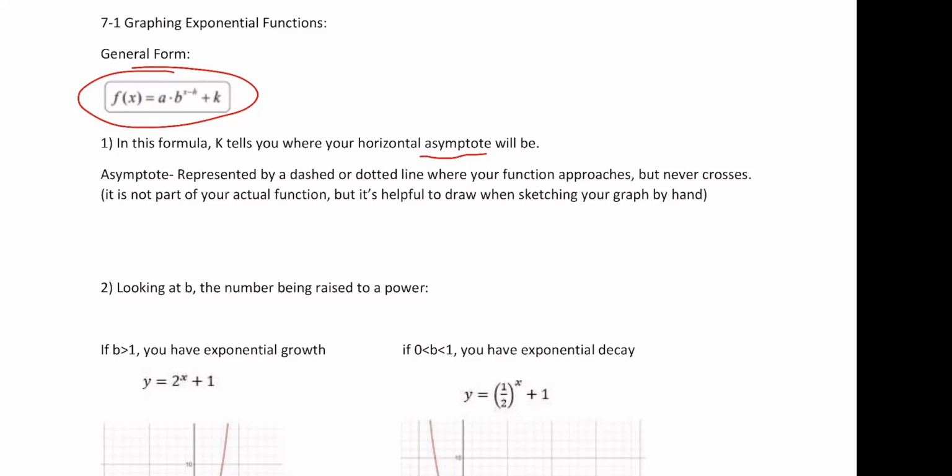For example, if you graph these functions in Delta Math, you're not going to see the asymptote. They're not going to draw that in. They're just going to draw the actual function. So keep in mind, in this formula, K is how you get your asymptote.